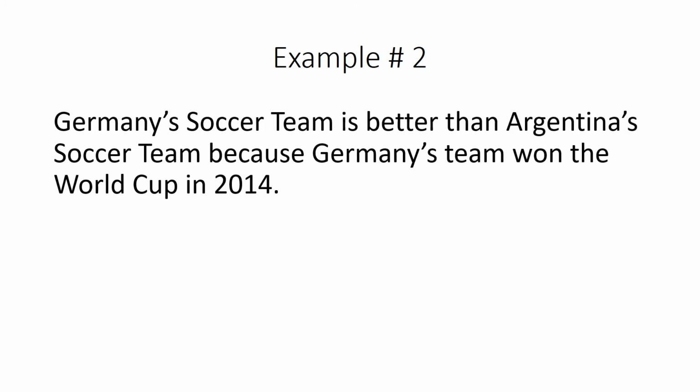Example number 2. Germany's soccer team is better than Argentina's soccer team because Germany's team won the World Cup in 2014. Some of you are going, oh, whoa, that's not true. No, Argentina's better. Well, that's an argument. That's why the word argument has the meaning it does now on the streets, that it's a disagreement, because people often disagree when people put out an argument. However, the point here is not whether it's true or not, it's whether it's supported or not.